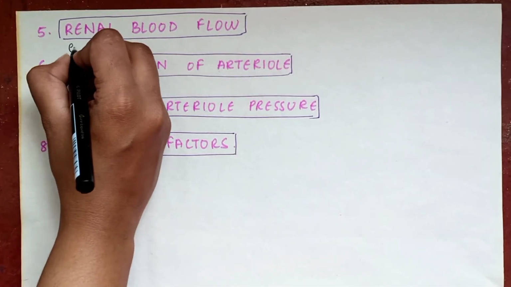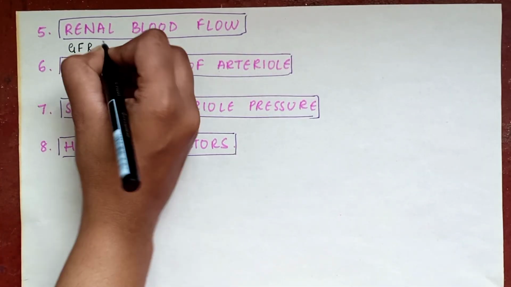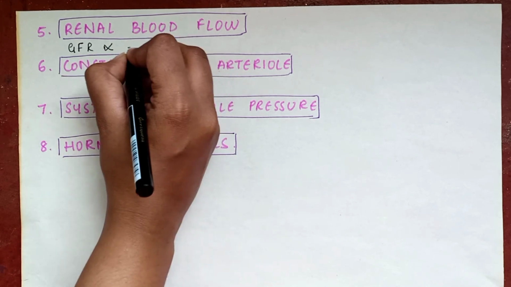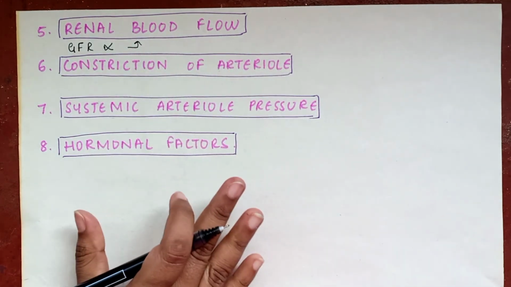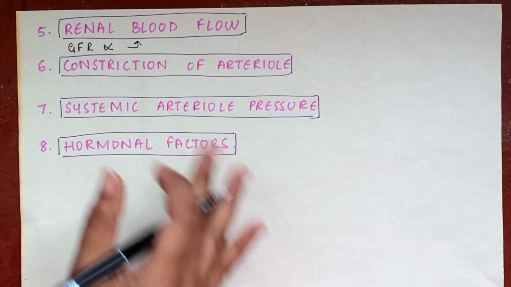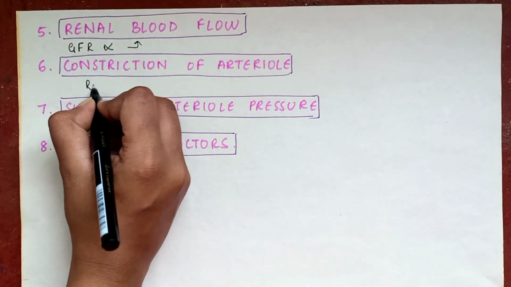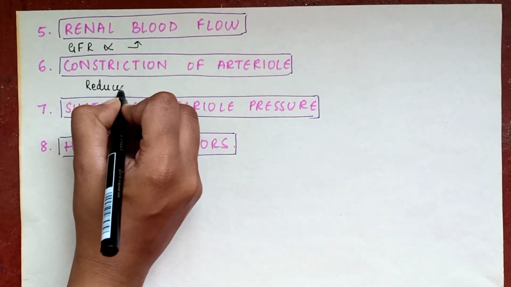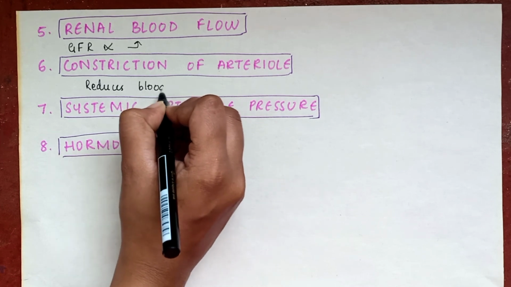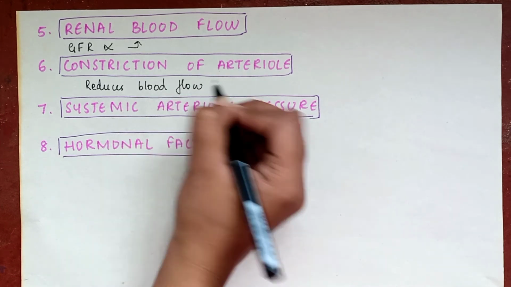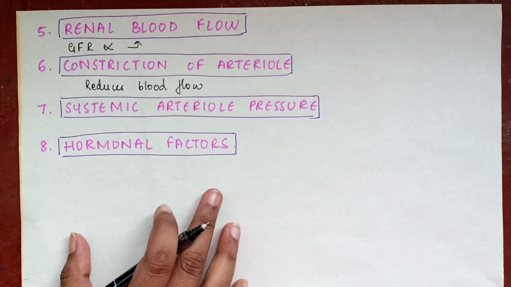The next factor which affects is the renal blood flow. As we studied earlier, if there is decreased renal blood flow, then GFR decreases. If there is increased renal blood flow, it will increase. So it is directly proportional. Constriction of arteries, obviously, reduces the blood flow, which will reduce the GFR.